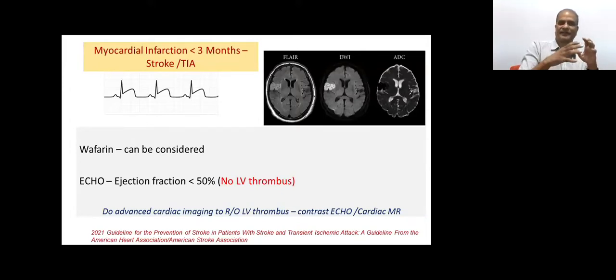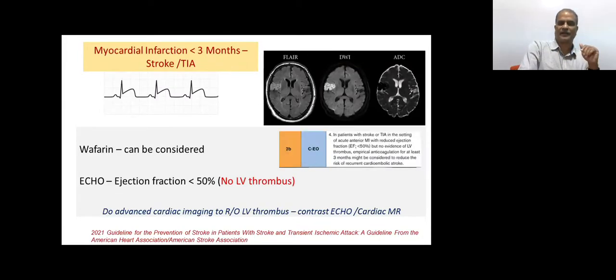after the MI, the ejection fraction may be low, and in another 2 months it might pick up. So till that time you can give anticoagulation. This is also recommended in the newer guidelines. But these patients, if they have a low ejection fraction, are the subgroup where you might do a cardiac MRI with the low ejection fraction to pick up any thrombus.